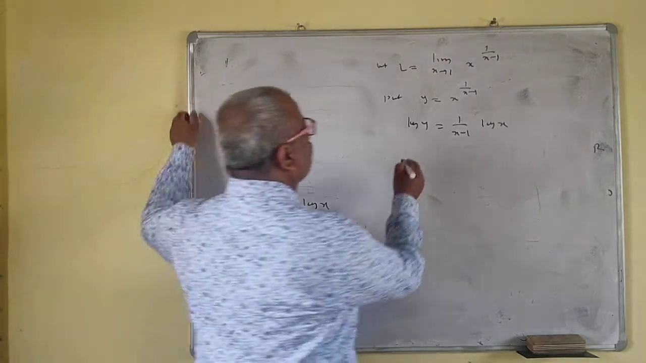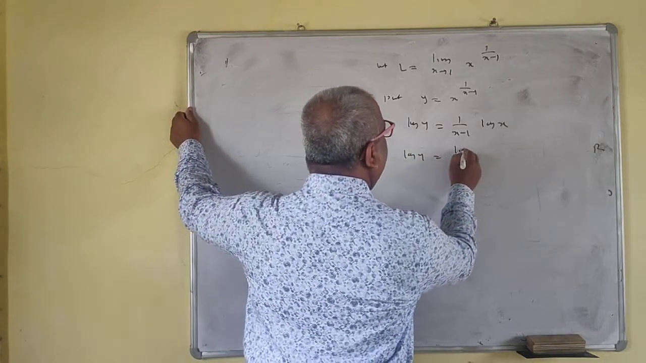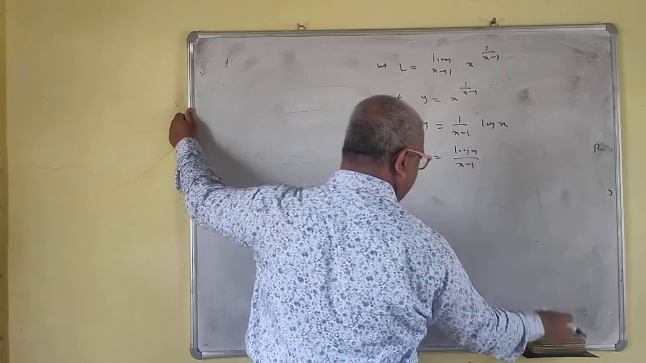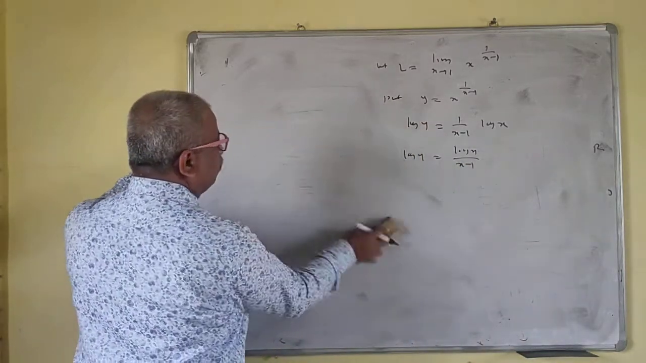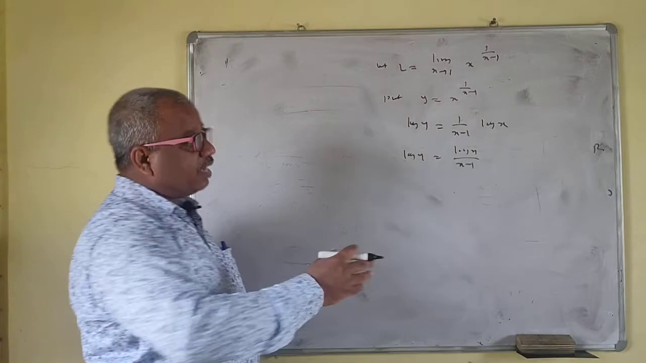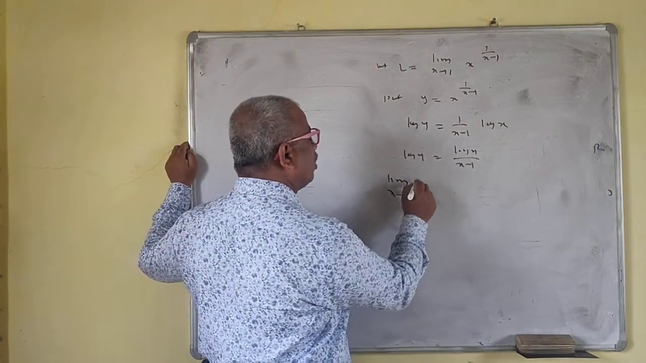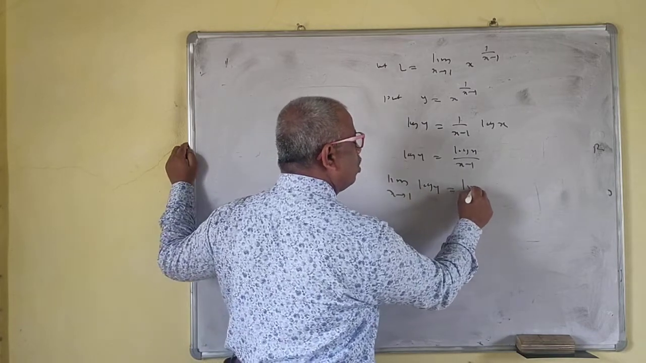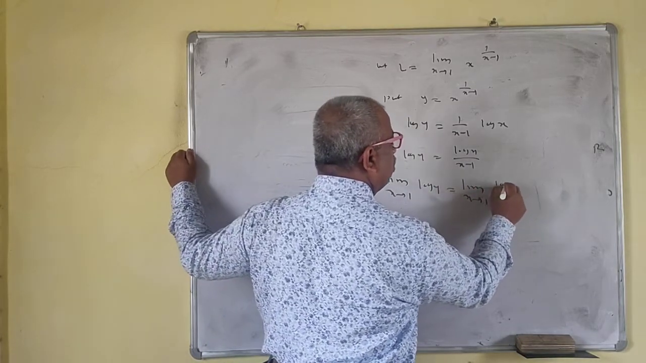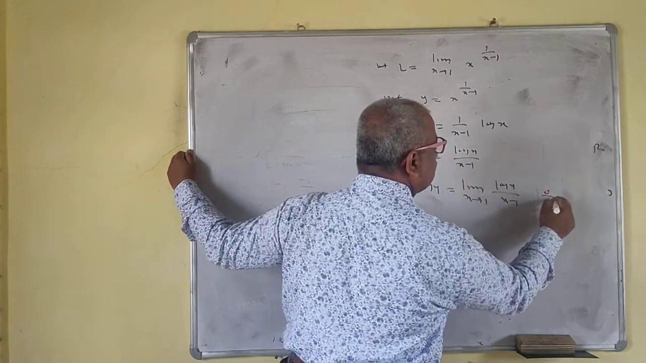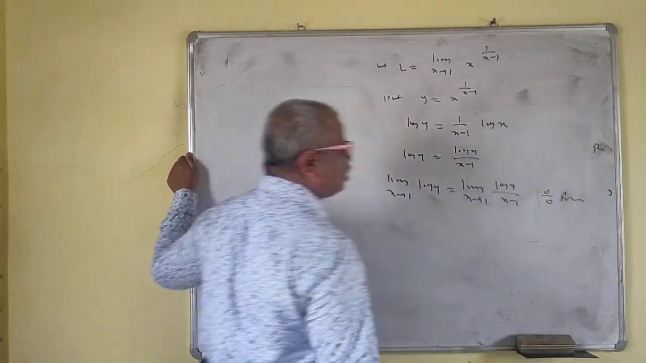So now this log y is equal to what? Log x upon x minus 1. Log y is equal to this. So now we'll take the limit on both sides. Limit x tends to 1 of log y is equal to limit x tends to 1 of log x upon x minus 1. So this is 0 by 0 form.